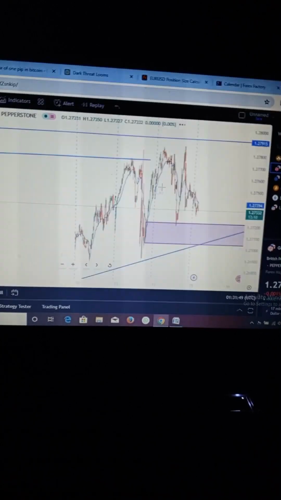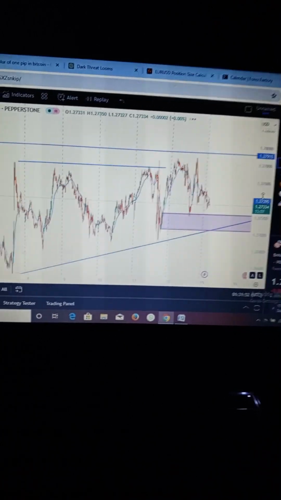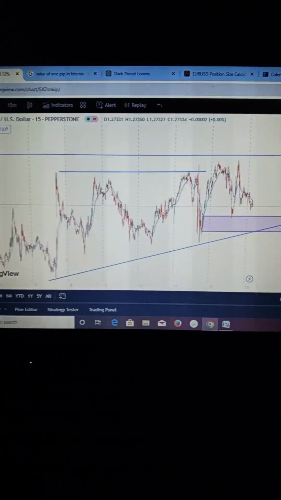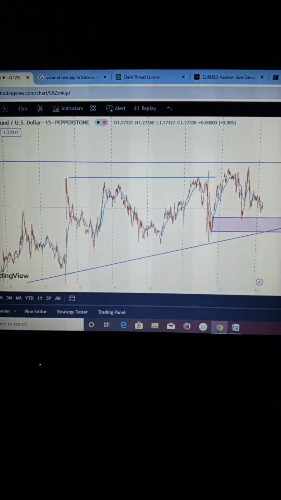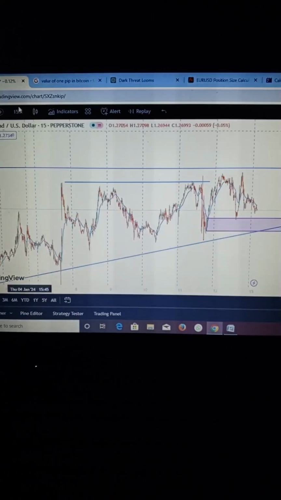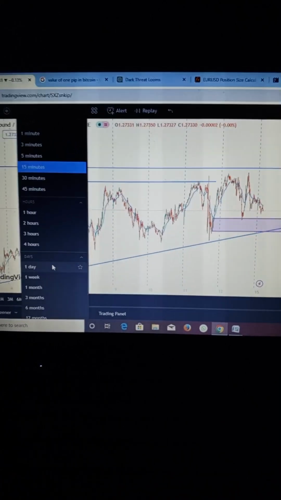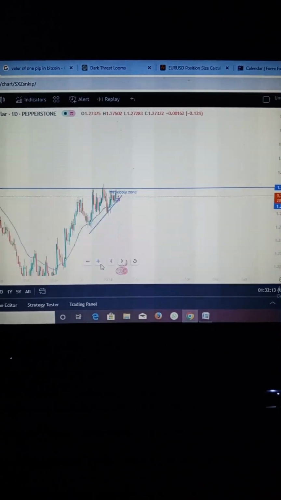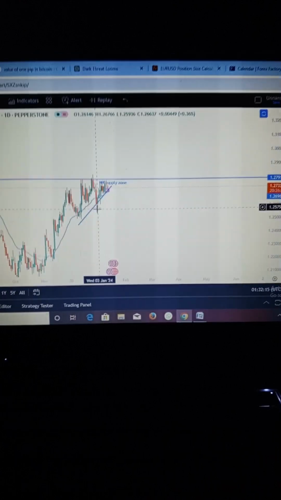So here's simply what I did on this 15 minutes on GBP/USD. I first of all started from my daily time frame. On my daily time frame, I just plotted this trend line. Then I went over to my 4-hour, down to my 4-hour time frame.